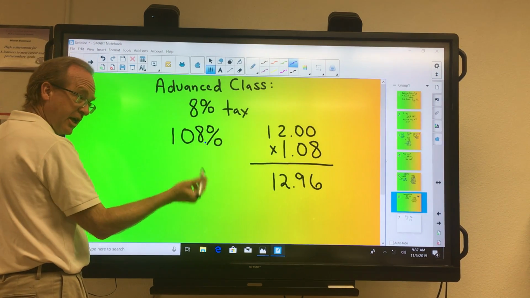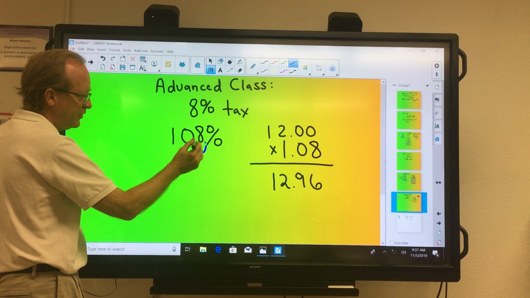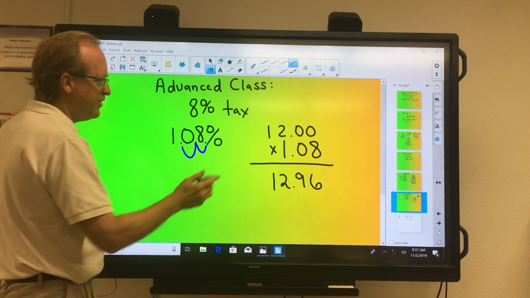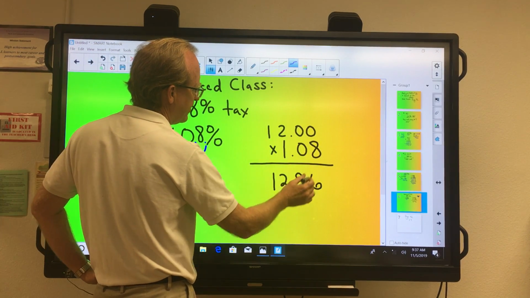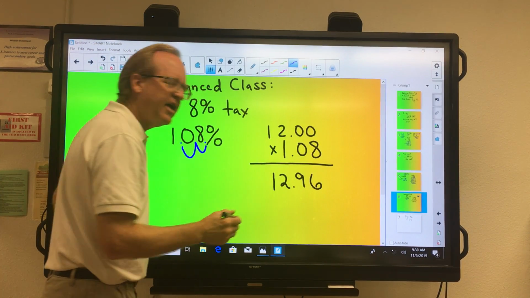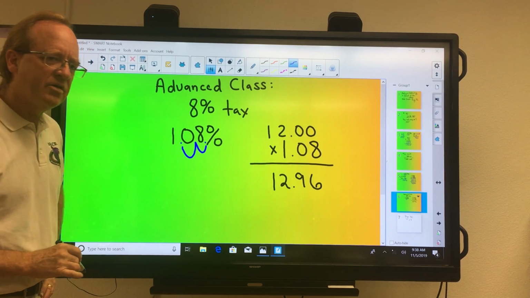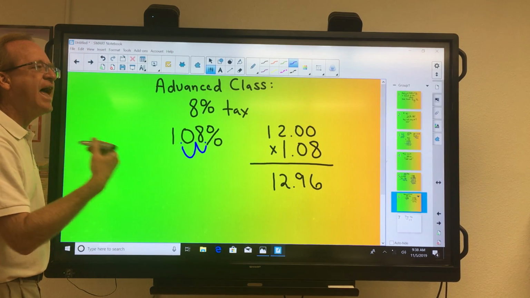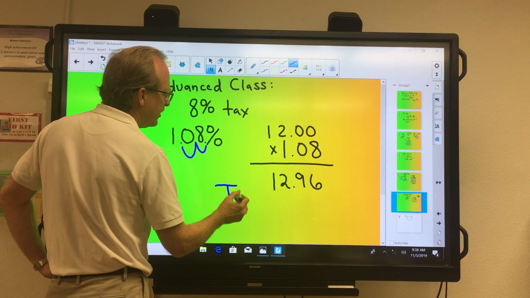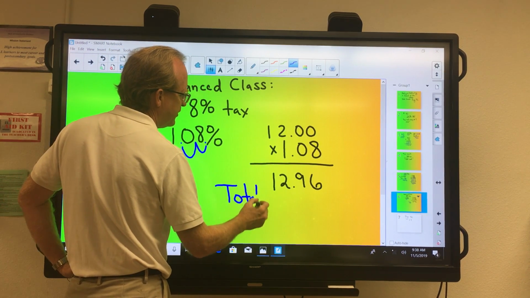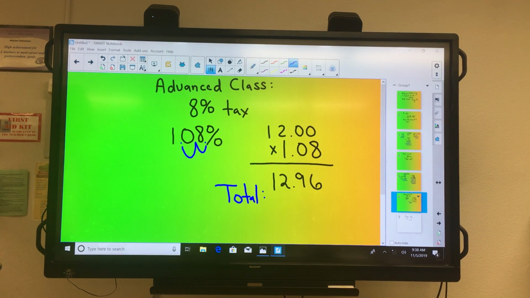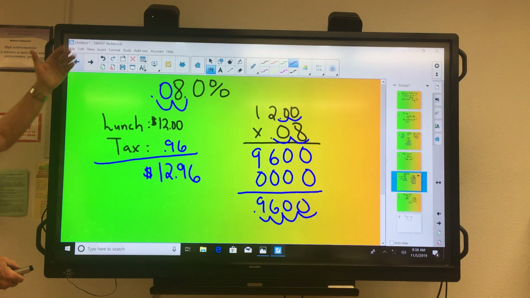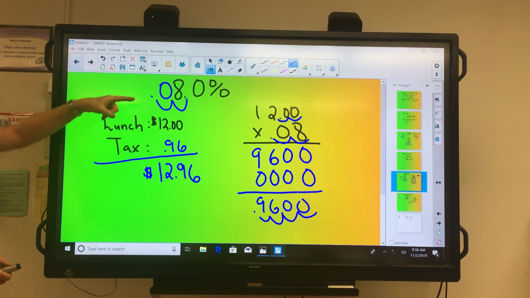And again, that's a percent, 2 to the left, and you can set it up like this: $12 times 1.08. And when you do the math, you come up with $12.96, and that's the total. See, so you're skipping a step. You don't have to go and add the 96 cents. So if you're comfortable doing it that way, great. If not, feel free to find the tax and then just add it like that.